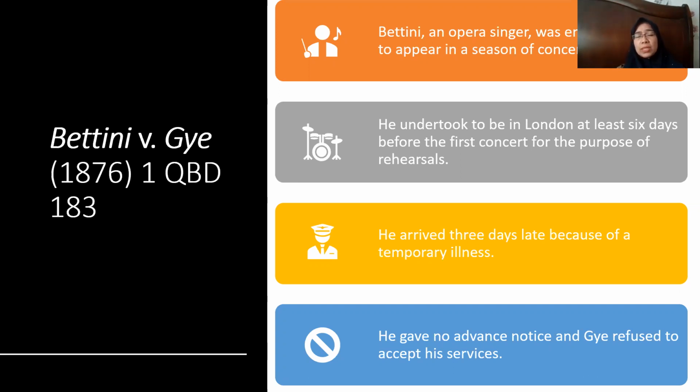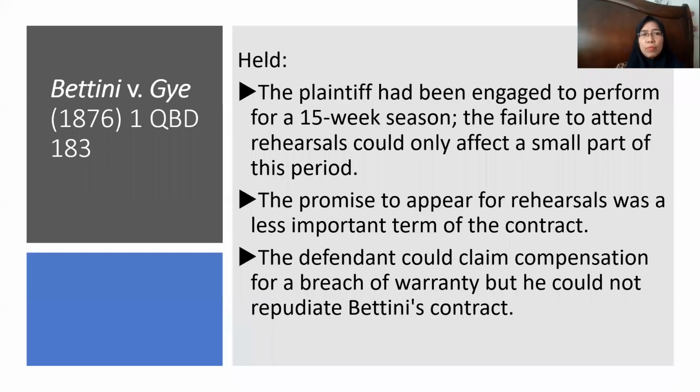Why? He was not well, a temporary illness, and he didn't inform Guy. He gave no advance notice, and because of that, Guy refused to accept his service. No contract whatsoever. The deal is off. That's what Guy insisted on. We cannot proceed with the contract because you arrived late. What was the decision by the court here?